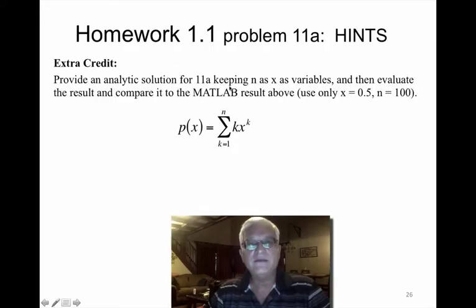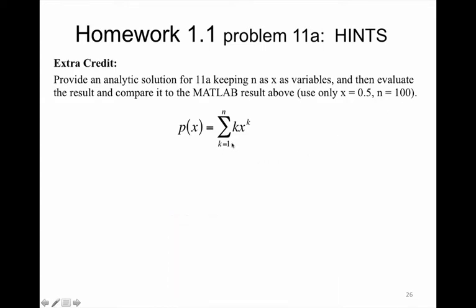And then finally, we had our extra credit problem, and we have our hints. So what we're trying to do with this extra credit is come up with a closed form solution for that sum. And then if we can get it, we'll test it using 0.5 and n equals 100 and see if we got what we did on our numeric approach. So let's see what we do with that.